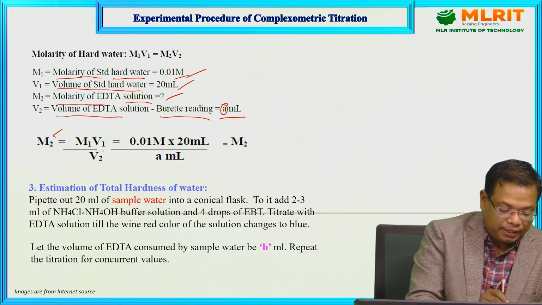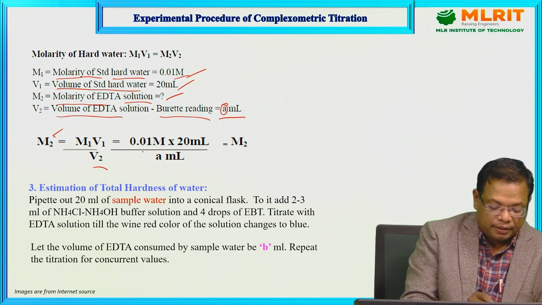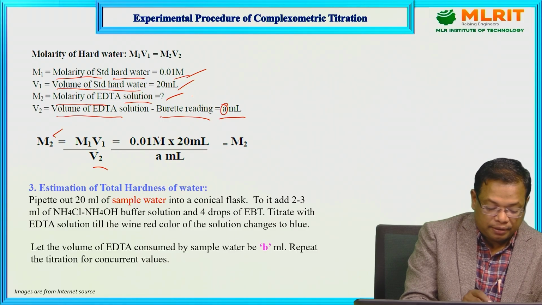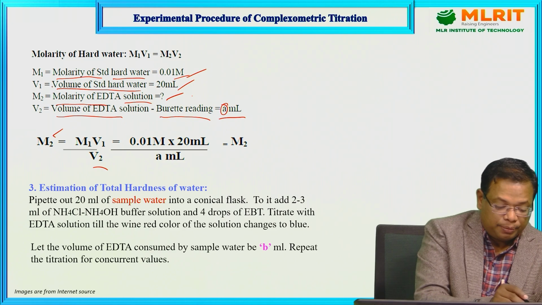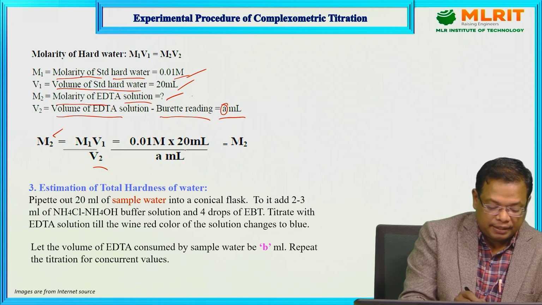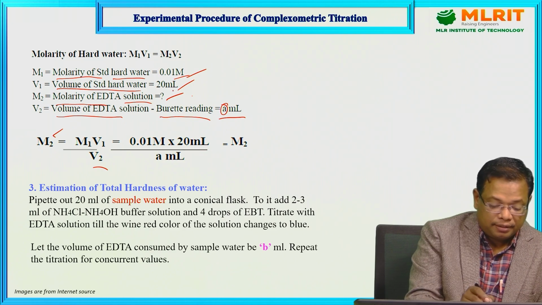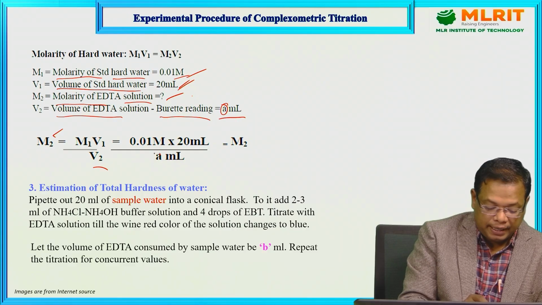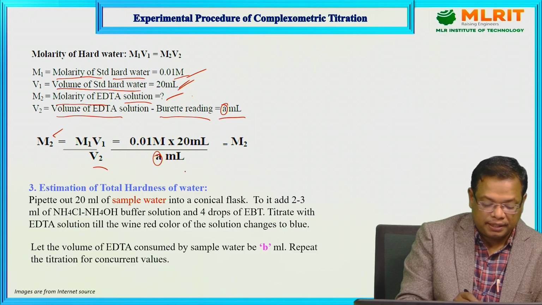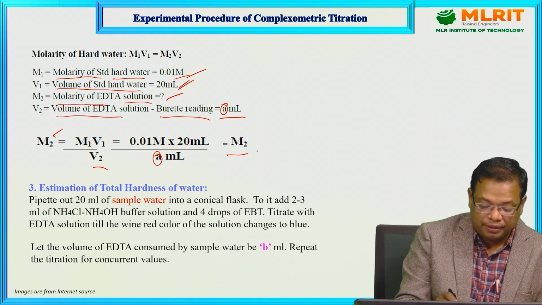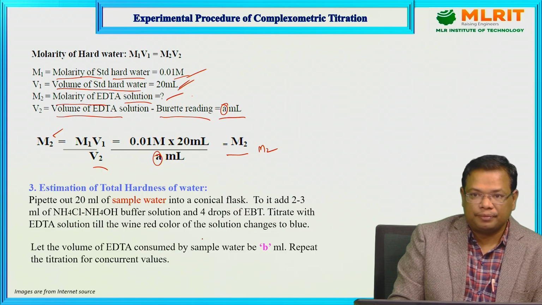So M2 is equal to M1V1 by V2. M1 is 0.01 molar, and V1 is 20 ml. This is the volume. And A ml is how much of the EDTA solution is consumed in the titration. So now you will get M2, the molarity of the EDTA solution.